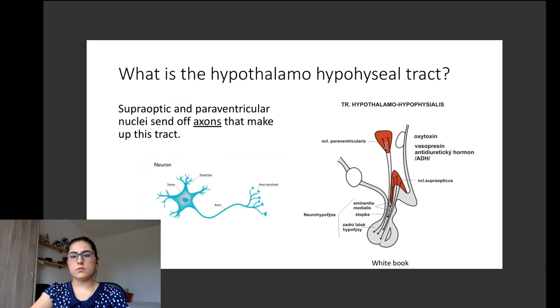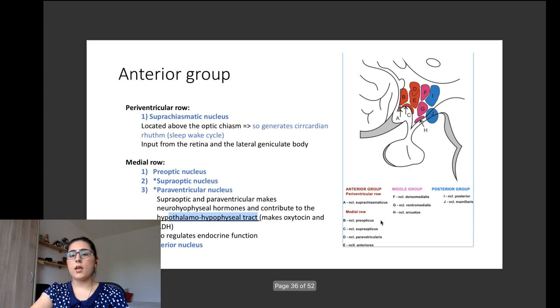So you can see over here my paraventricular and supraoptic nuclei. You can see that it makes my hypothalamic hypophysial tract, right? So important. These two, you have to know them for the final exam. This is even not as important as these two guys are. This one, you're gonna have to know them for the exam.